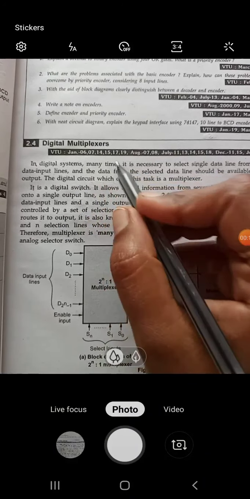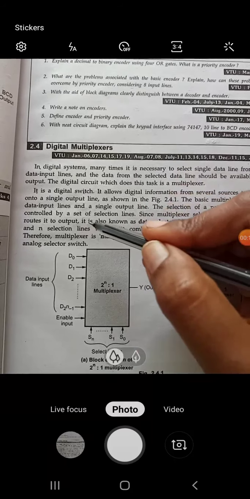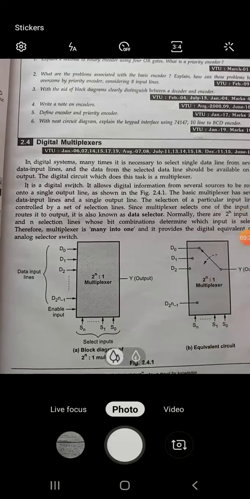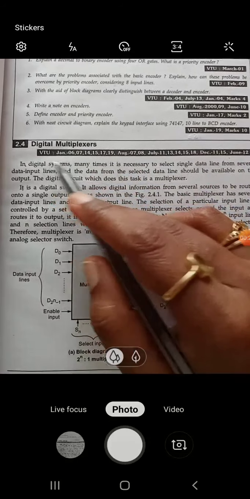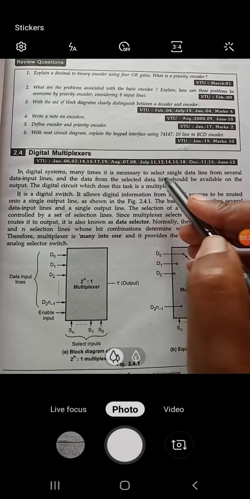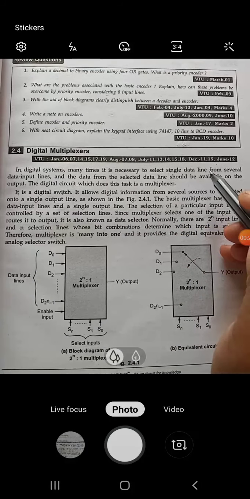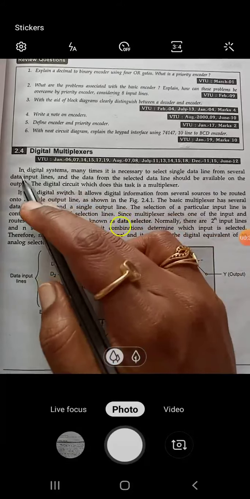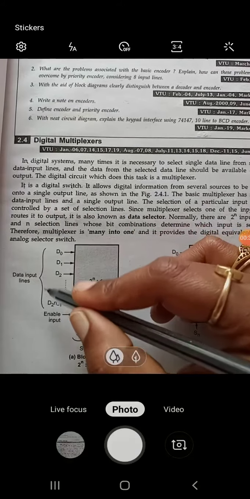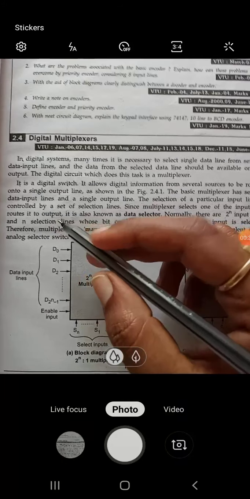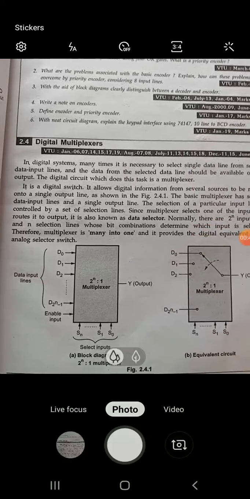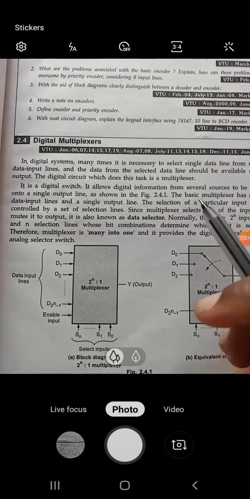A multiplexer is a device which accesses several inputs, but the output of this device is only one. That is, in a digital system, many times it is necessary to select a single data line out of several input data lines. If there are many inputs, out of these inputs as an output I require only one output. Under that condition, which one to select?